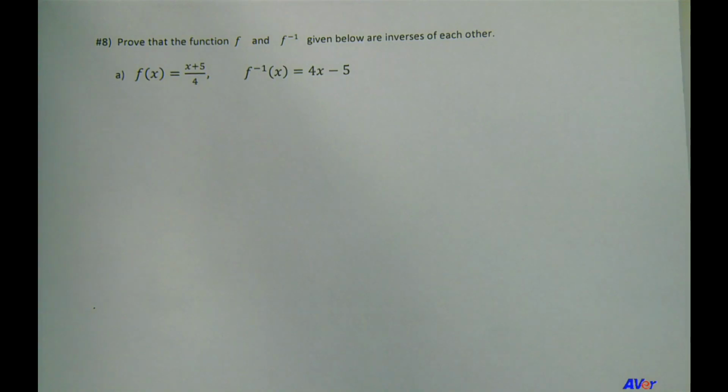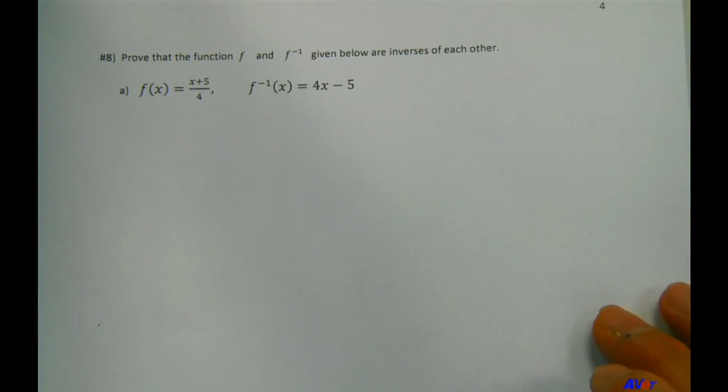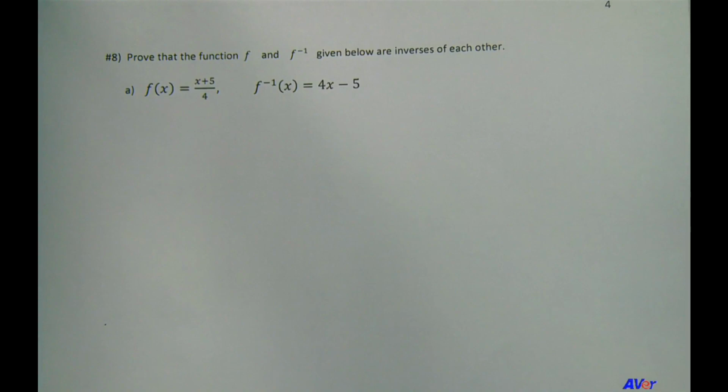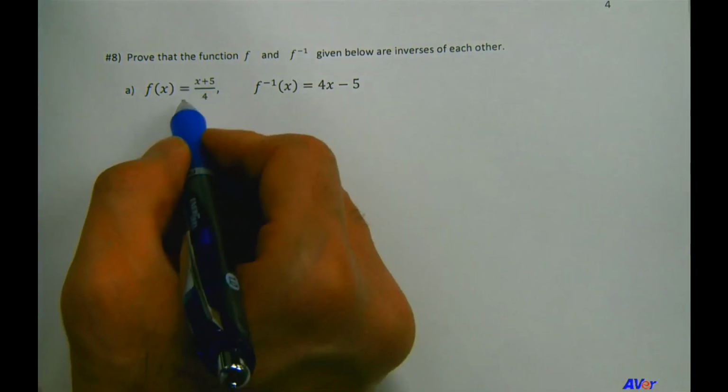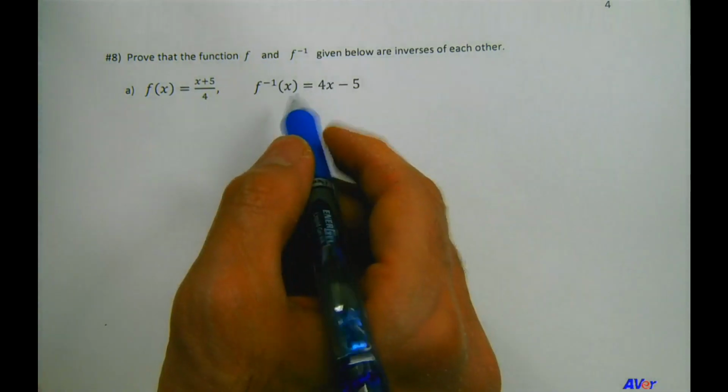You have that one, and then there is a part B to it, that one. But first, go ahead, pause the video, and on your scratch paper, show that these two functions are inverses of each other. Go ahead, do it, and then come back to the video. Okay, I'm assuming you've done that. Now, let's compare our solutions.